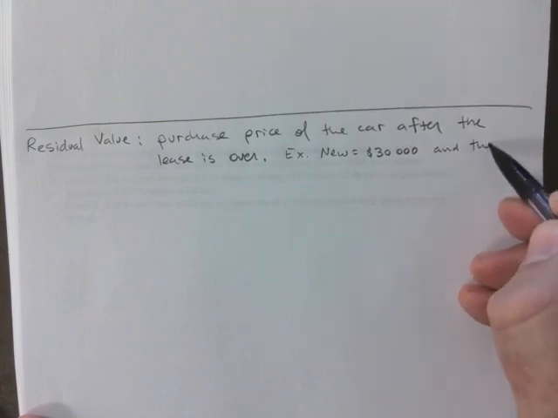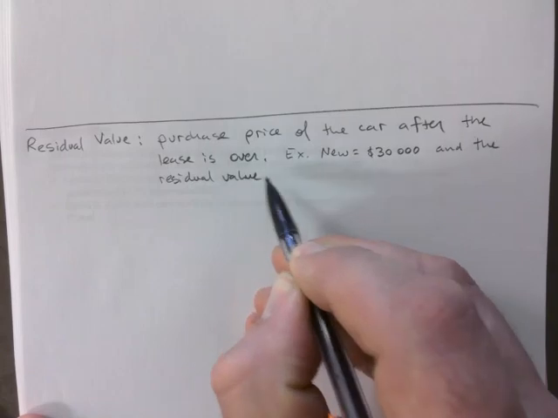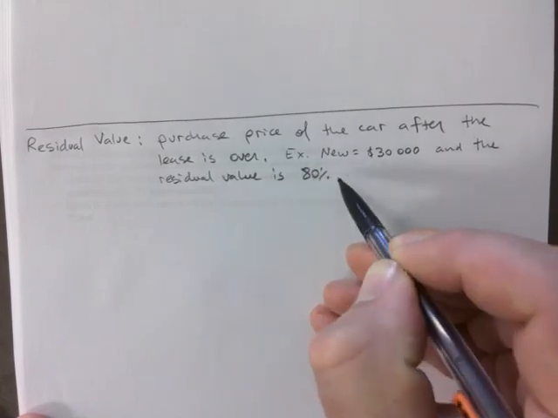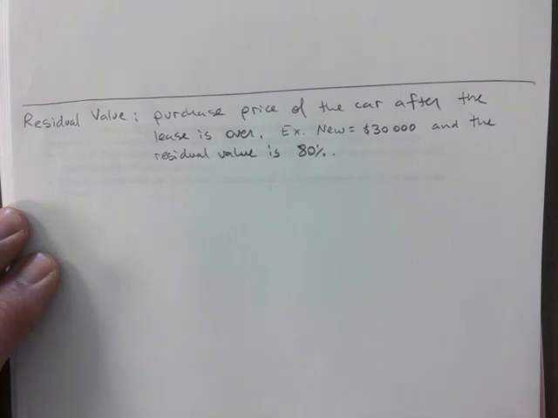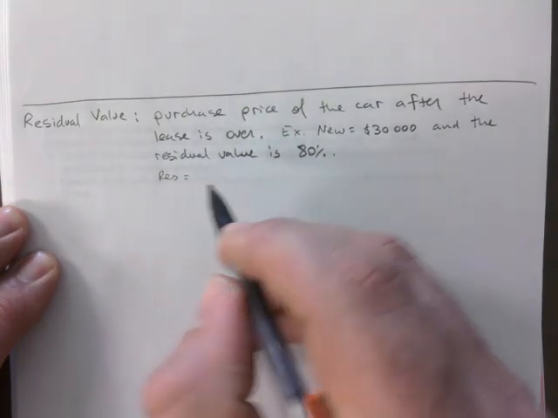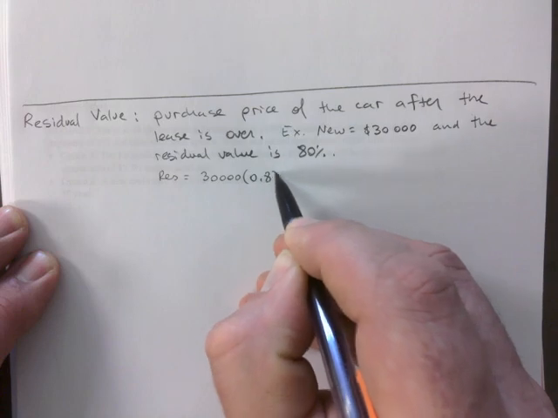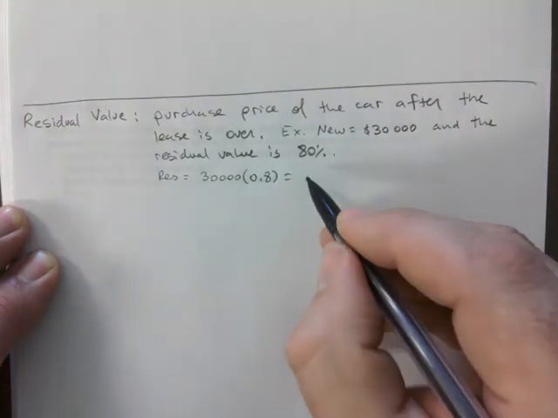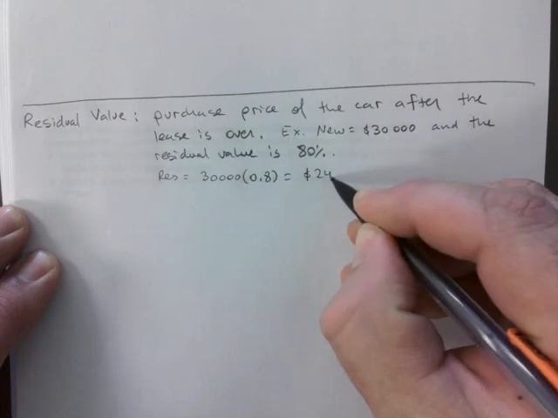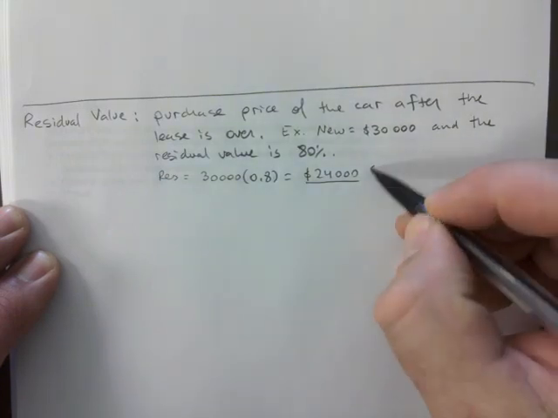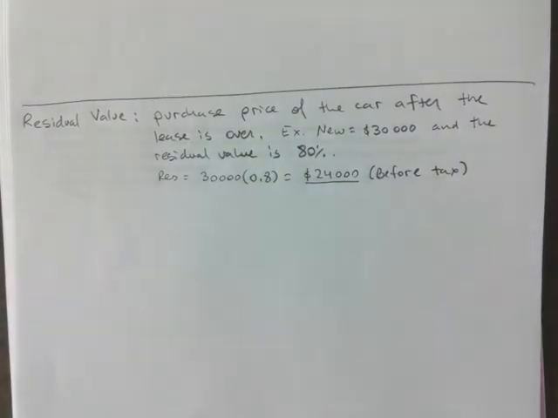And the residual value is 80%, let's say. And now they ask, how much is it in dollars? Well, we would just do this. Residual value is 30,000 times 0.8, and that's 24,000. Yeah, 24,000. And that's before tax. So the residual value is not taxed. Okay.